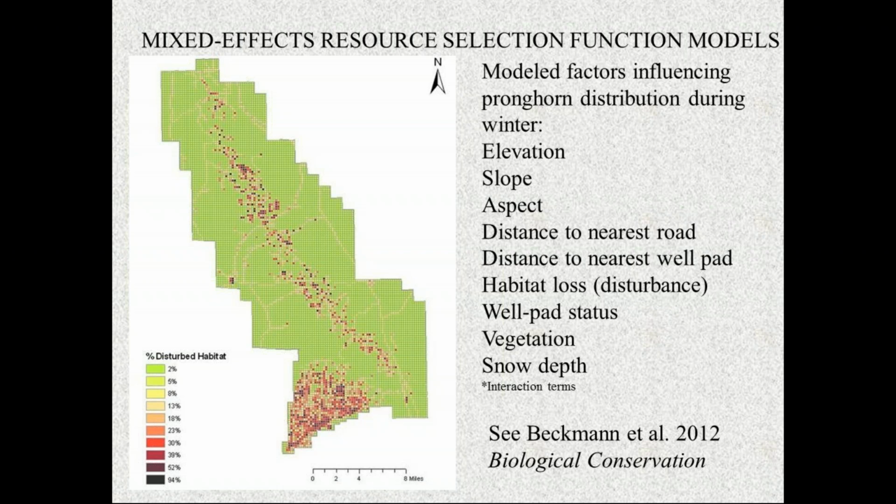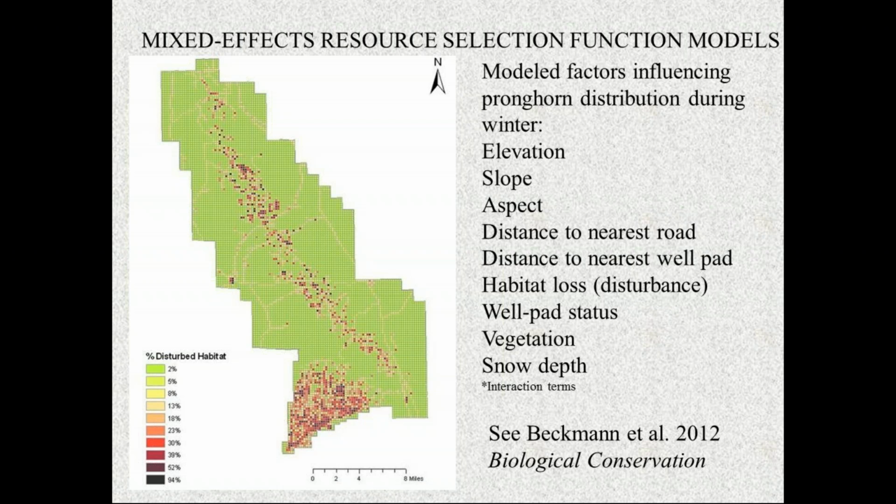The reason we use mixed effects models is because we needed to account for the variation across individuals and their level of habituation. And so we included those random effects for individual pronghorn. And we modeled resource selection using those typical factors that you see in RSF, including things like elevation, slope, aspect. But we also had vegetation type, well pad status, whether it was an active well or if it was in production or development phase because of different levels of human activity.